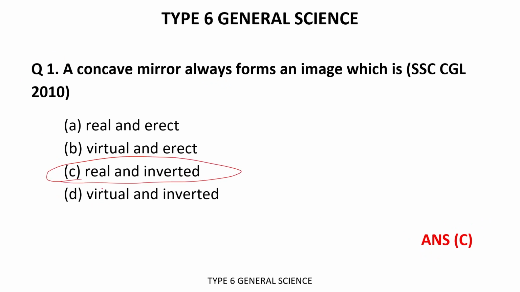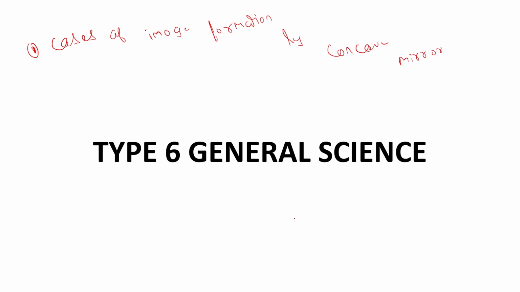So basically the concave mirror always forms a real and inverted image. To understand this question, we must understand the cases of image formation by a concave mirror. If we are able to understand these cases, we will be able to understand the concept behind this question. So basically there are 6 cases regarding the concave mirror.